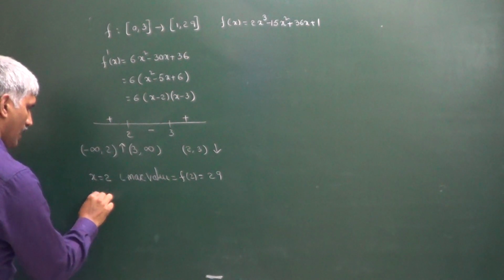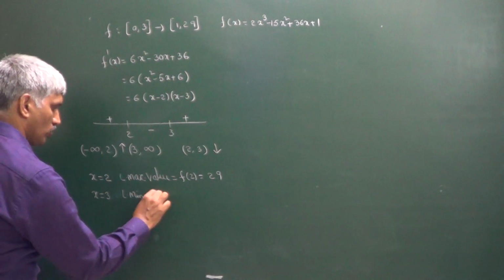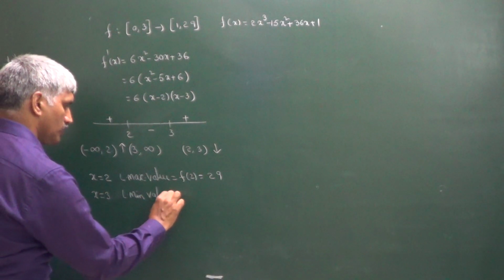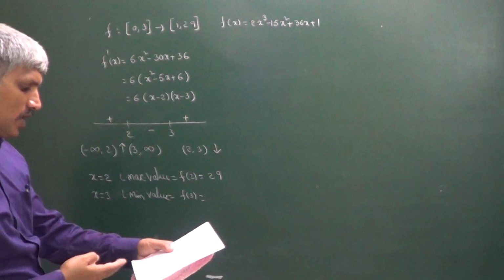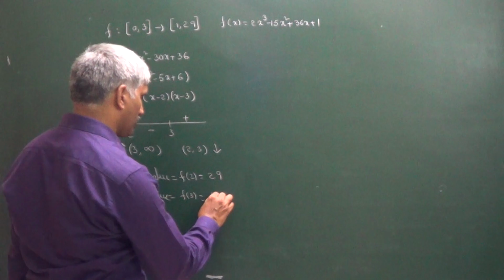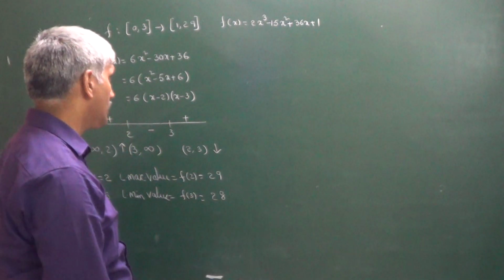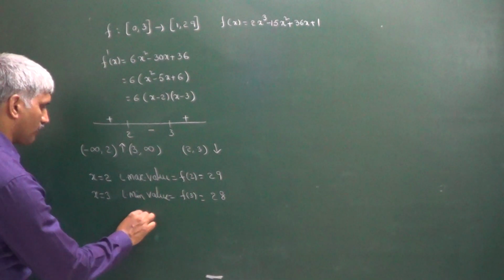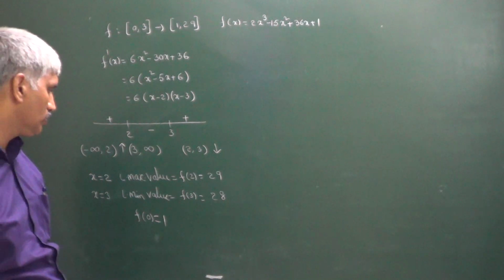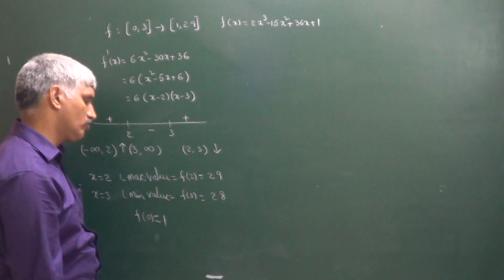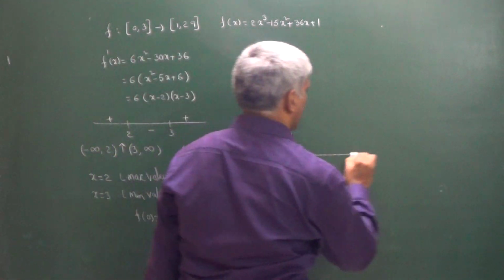At the same time, at x is equal to 3, the function has a local minimum. That local minimum value is f of 3. Substitute x is equal to 3 there. I found f of 3 value as 28. Based on that information, you can also check the f of 0 value. f of 0 is equal to 1. f of 2 is equal to 29. f of 3 is equal to 28. Okay, whatever it may be.